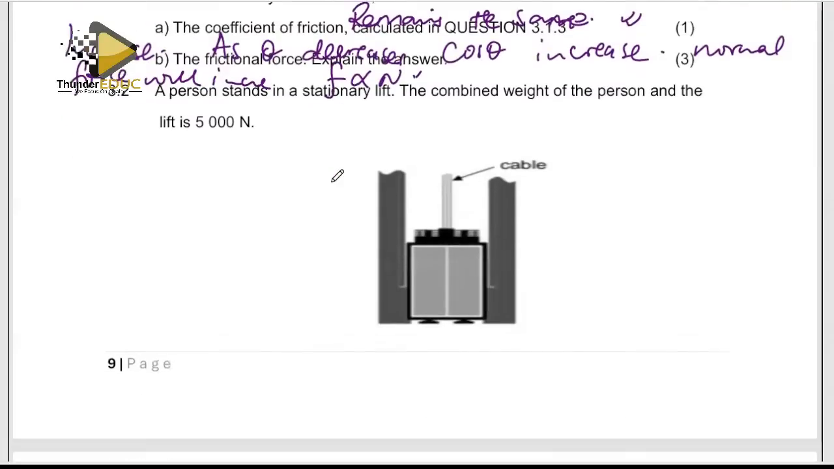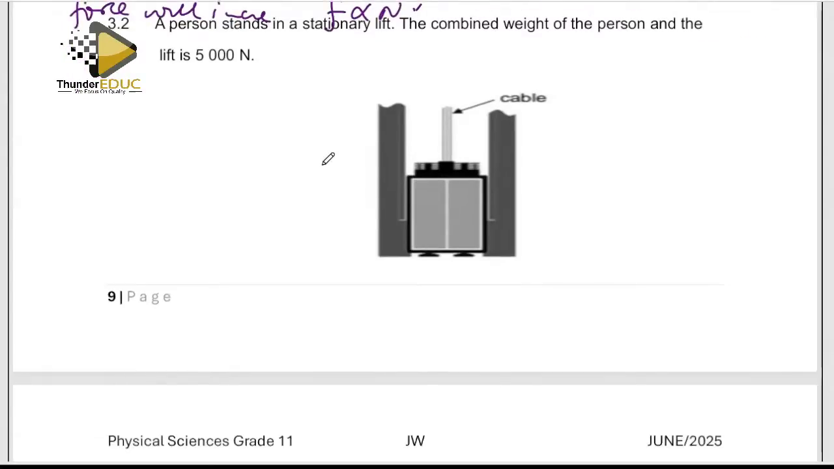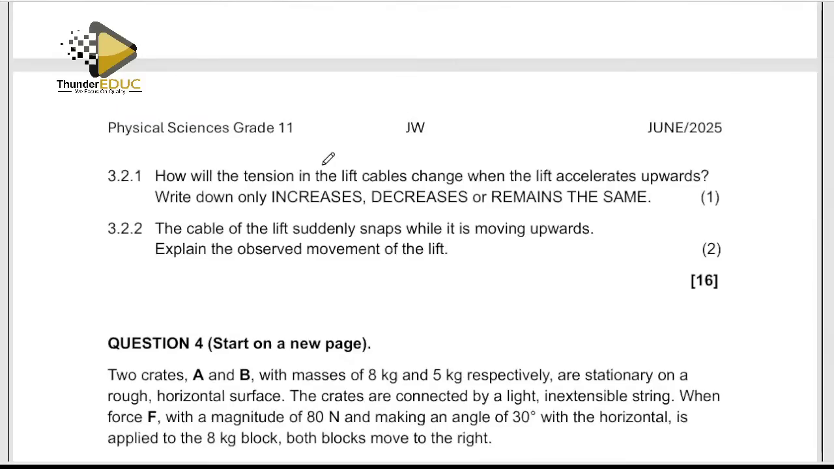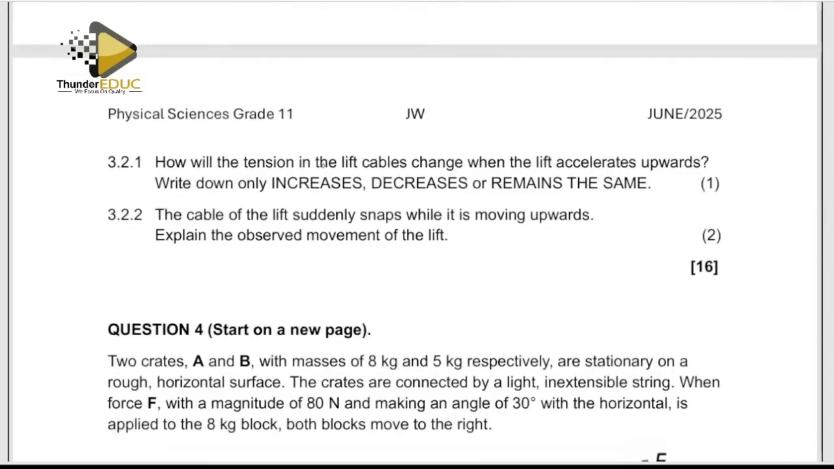Then 3.2, a person stands on a stationary lift. The combined weight of the person and the lift is 5,000 newtons. What is the question asking for? 3.2.1, how will the tension in the lift cable change when the lift accelerates upwards? So the tension must increase when it's moving upwards.